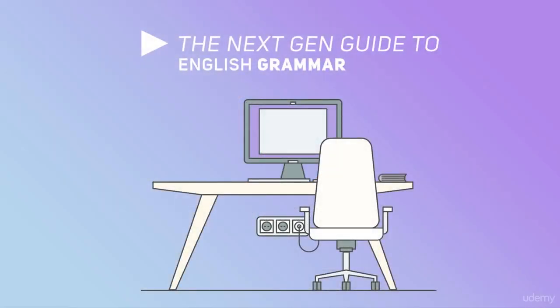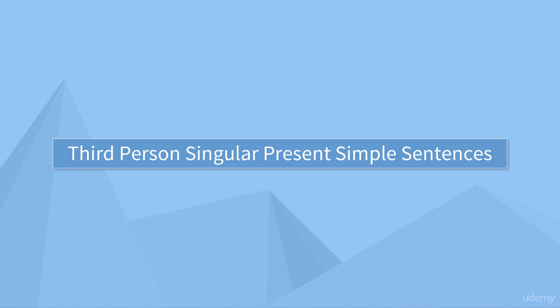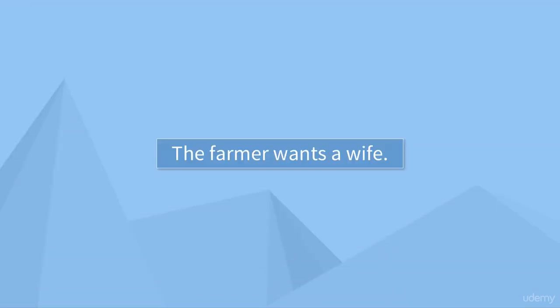Hi there, this is the Next Gen Guide to English Grammar, and this lesson is a summary of third-person singular present simple sentences. Our first sentence: the farmer wants a wife.